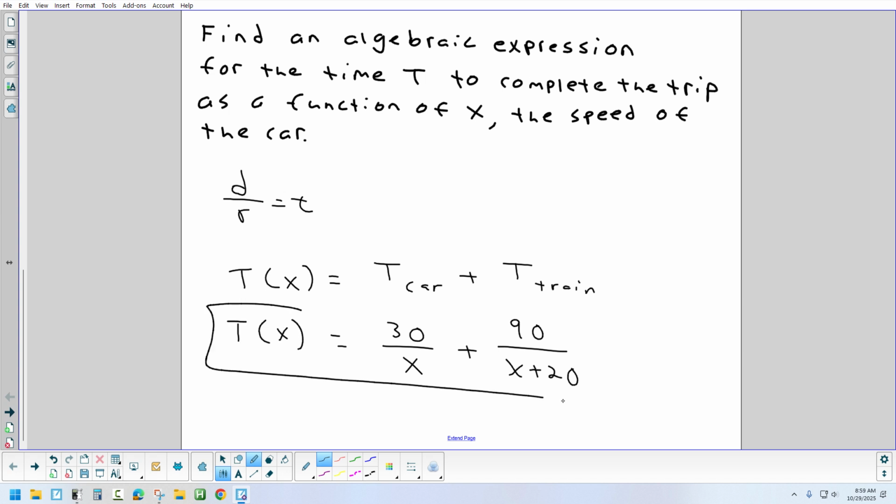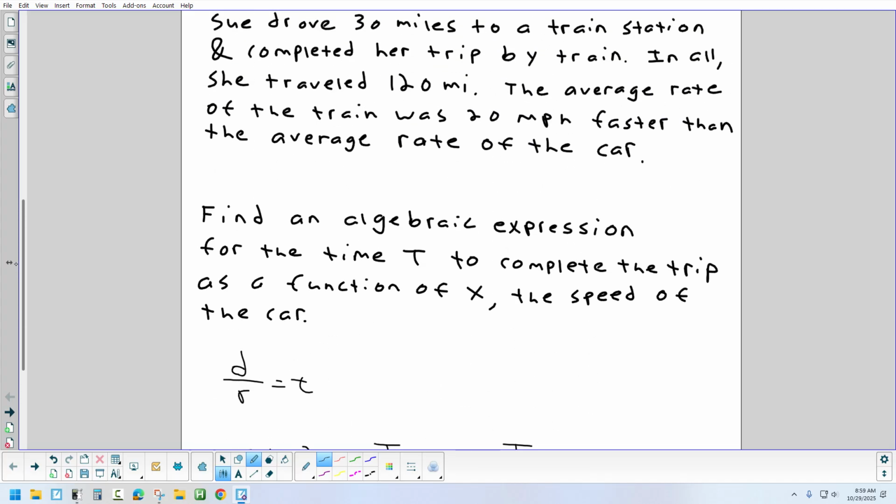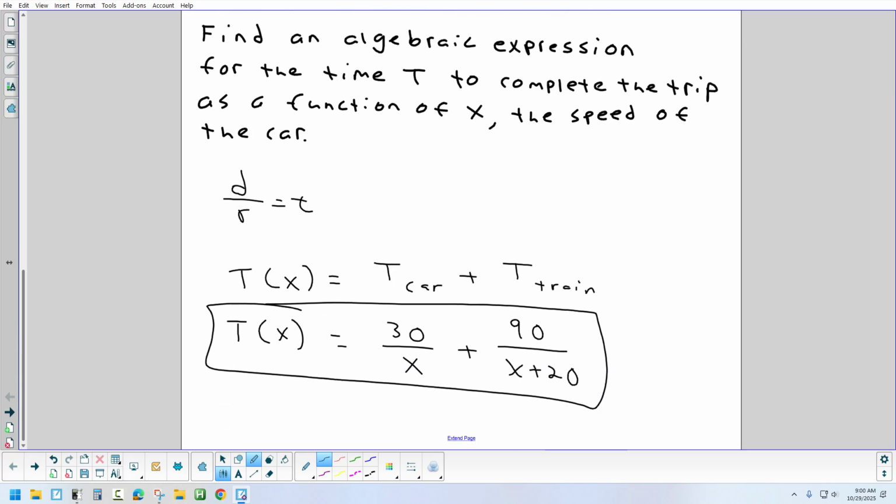That is a formula that represents the time it's going to take to complete this trip. Now, we might want to manipulate that. We're probably going to want to put that together with a common denominator. But for now, that is the formula that they asked for. Any questions on how we got that formula? Okay, so now we'll do some calculations with it.